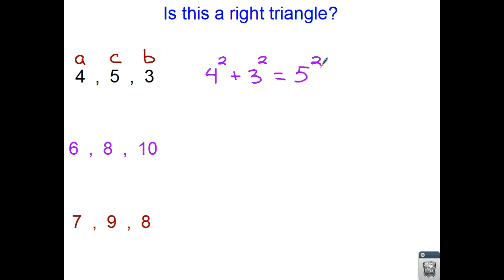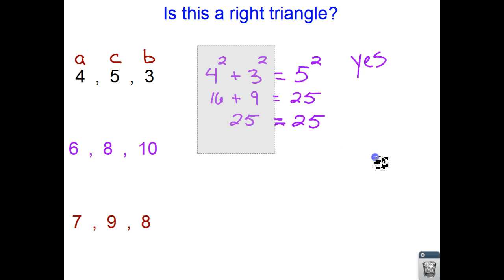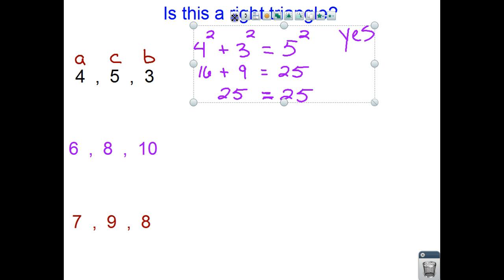Let's see if that actually is true. Well, 4 squared is 16, and 9, and that's what, 25. 16 plus 9 is 25. Okay, so since the left side is equal to the right side, I would say yes, this is a right triangle. All right, the second one. Let's see if this one's a right triangle.